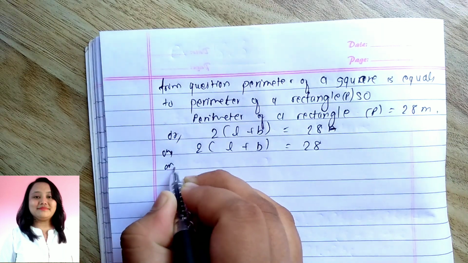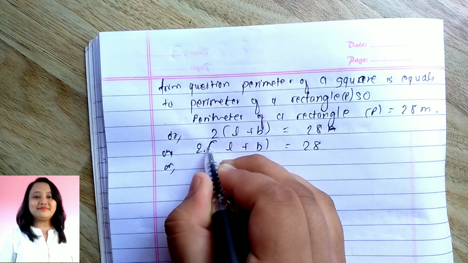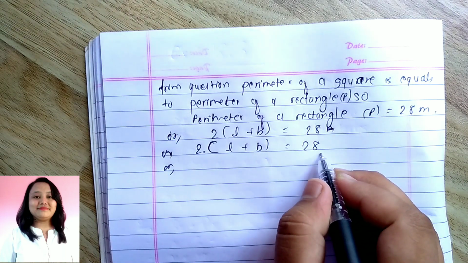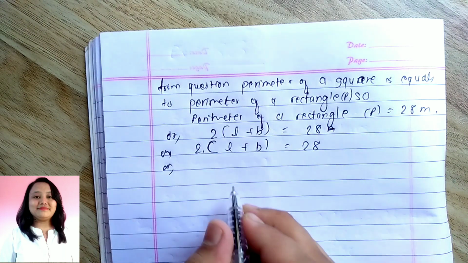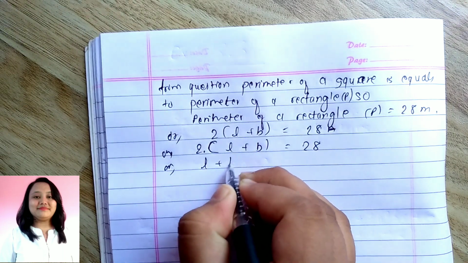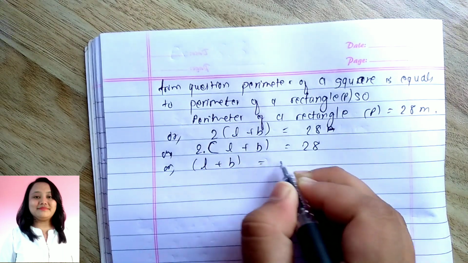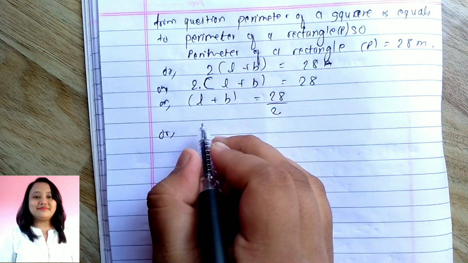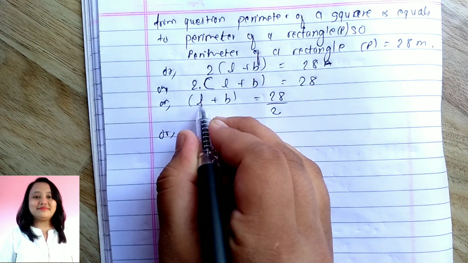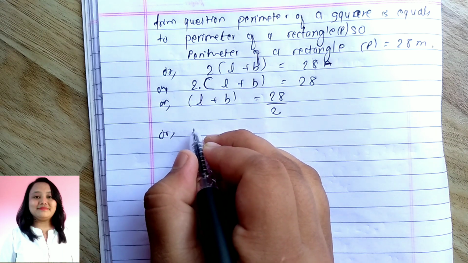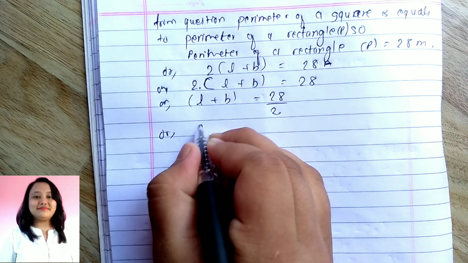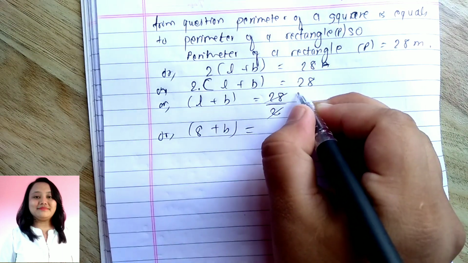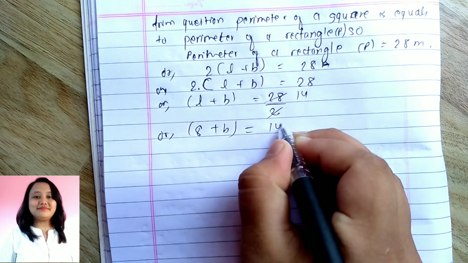Okay, so what we can do, this 2 is outside of the whole bracket, so this 2 can be taken to the other side and it will be divided. L plus B equals 28 upon 2. In this case we can write the value of the length given, that is 8 meter. The length is 8 meter, we need to find out the breadth. 8 plus B equals 28 divided by 2, 2 1 is 2, 2 4 is 8, so it will be 14.